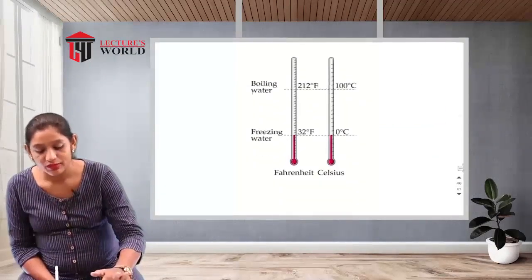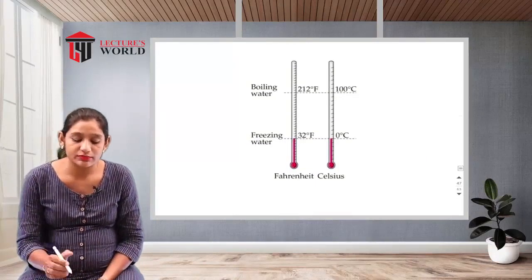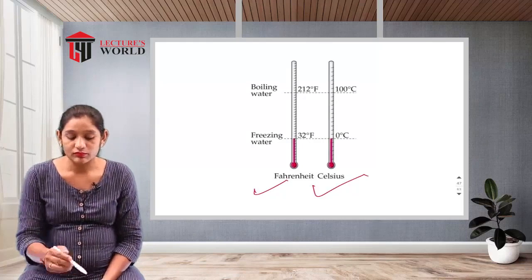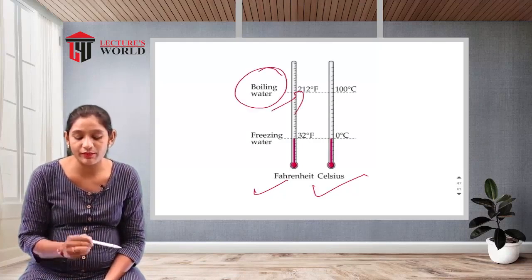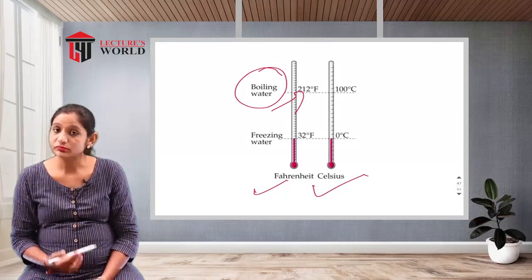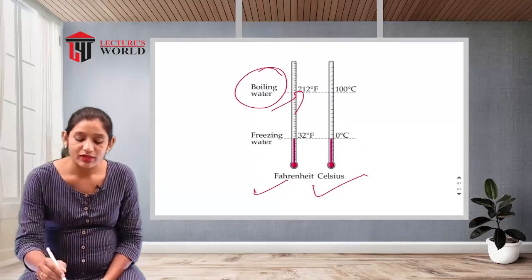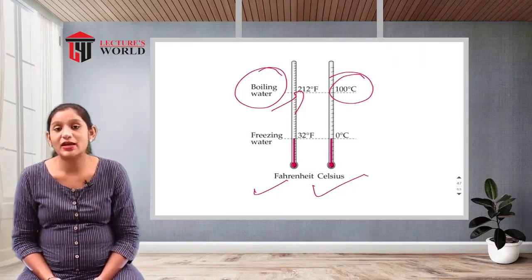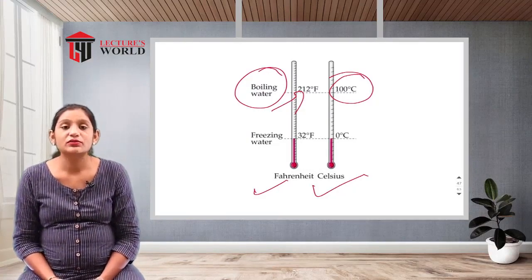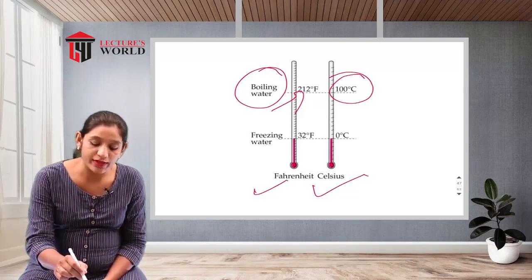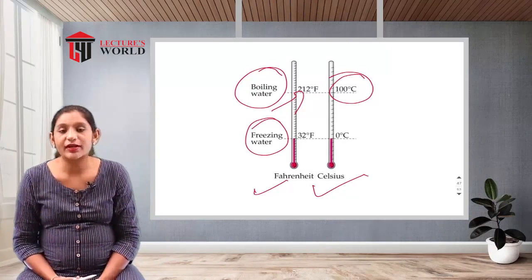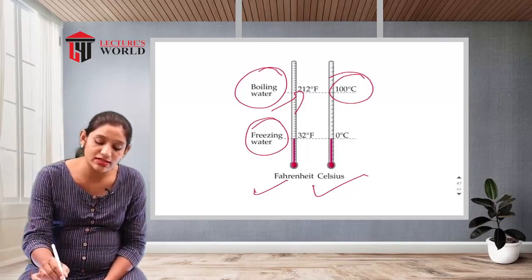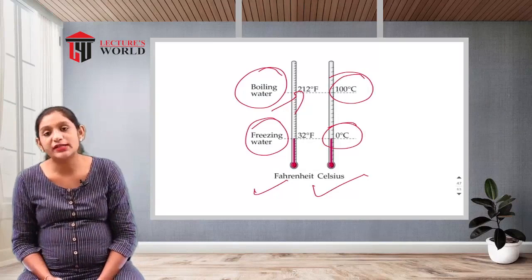Next, the boiling point in Fahrenheit and Celsius. The boiling point of water is 212 degrees Fahrenheit, which is 100 degrees centigrade in Celsius. The freezing point is 32 degrees Fahrenheit, which is 0 degrees centigrade in Celsius.